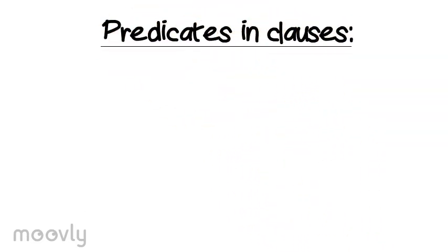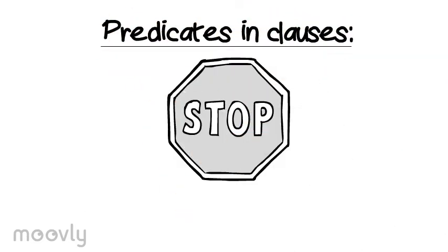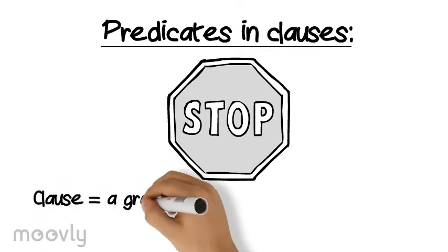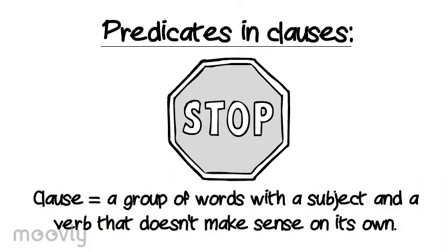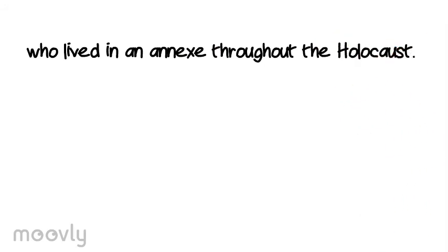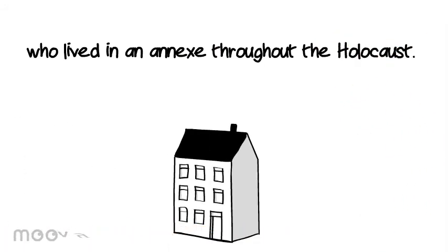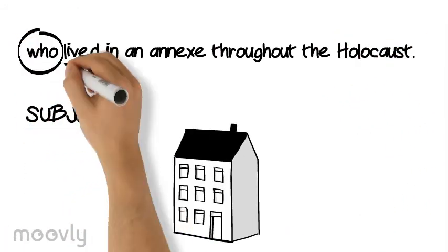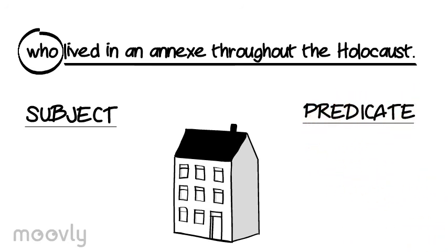Now let's level up, introducing predicates in clauses. Before you panic, we have visited clauses already. We know that these are groups of words with a subject and a verb, but they don't make sense on their own. Let's take a look at an example. Who lived in an annex throughout the Holocaust. The subject is the pronoun who, and the predicate is lived in an annex throughout the Holocaust.